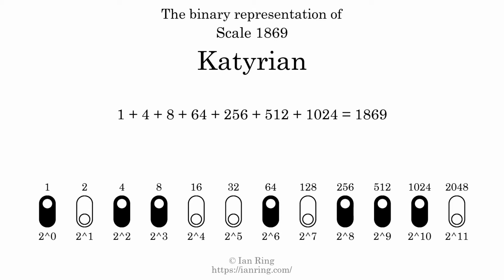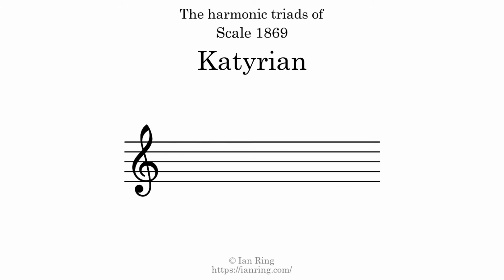1869. The scale number not only enumerates the scale with a unique index, but it also literally describes the tonal content of the scale. Represented as a binary number in base 2, the scale number is 0111010011101. Here are the harmonic triads present in this scale.